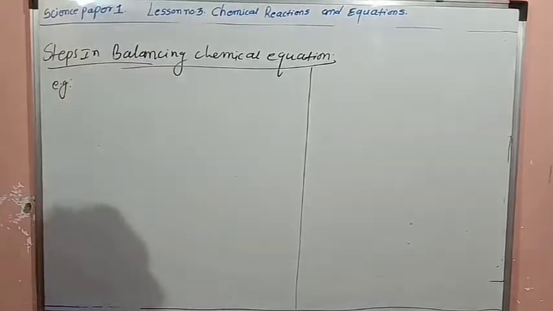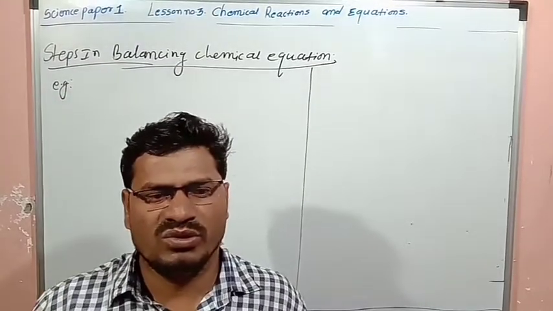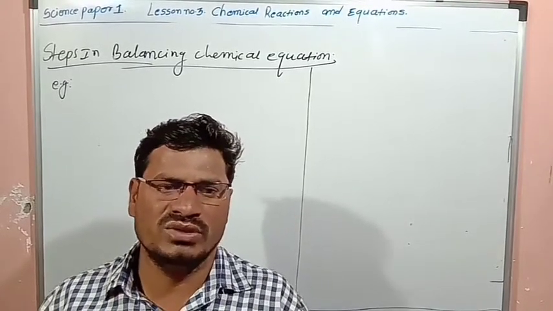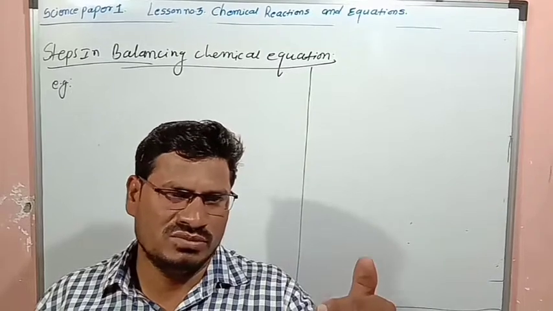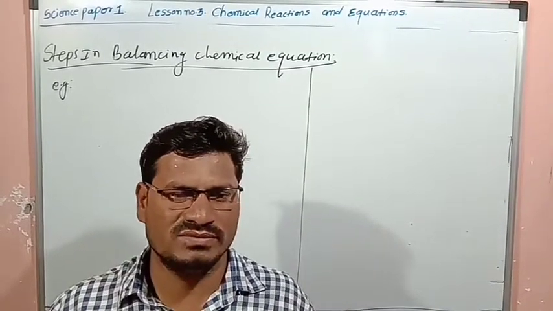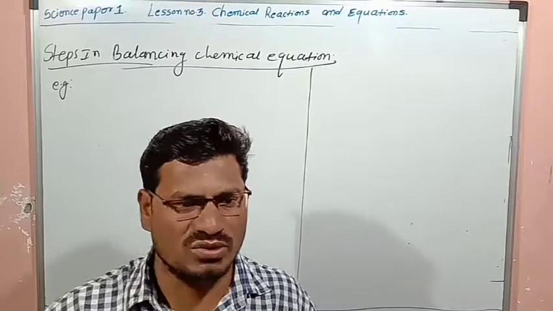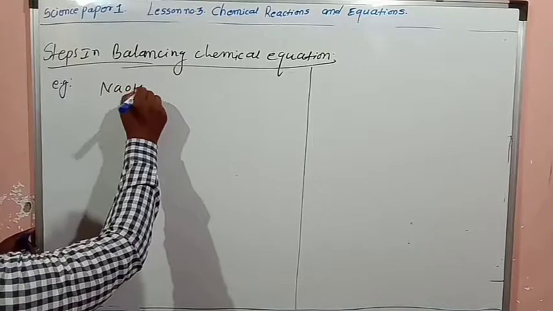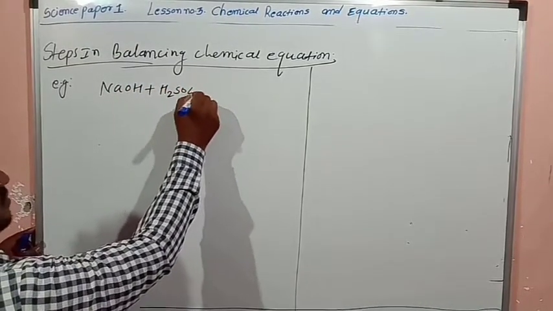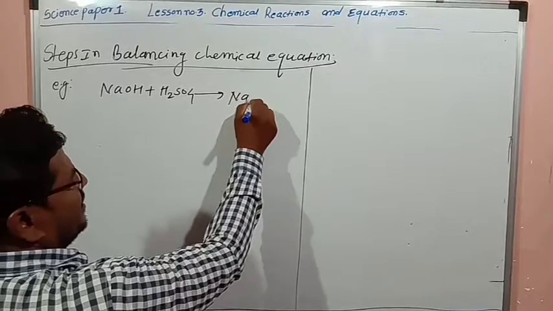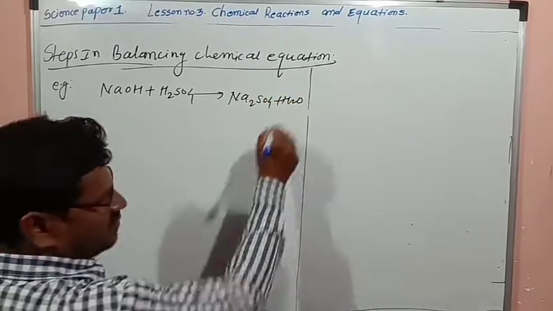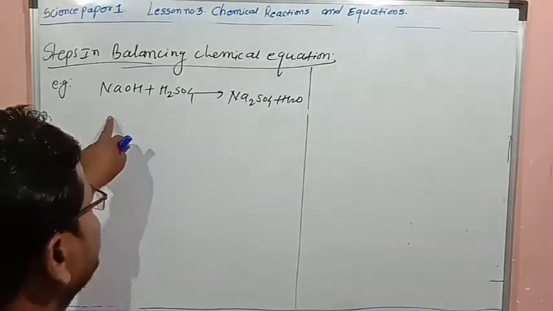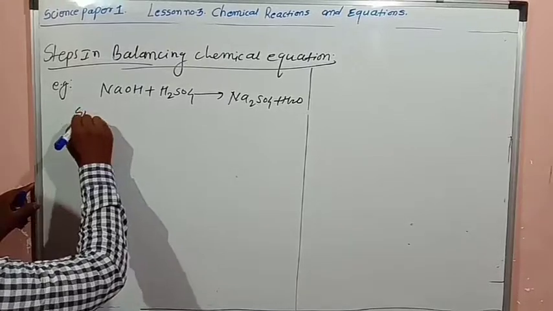In the example, the word equation we are going to take is sodium hydroxide plus sulfuric acid gives sodium sulfate and a H2O molecule. So the example is NaOH plus H2SO4 gives Na2SO4 plus H2O.